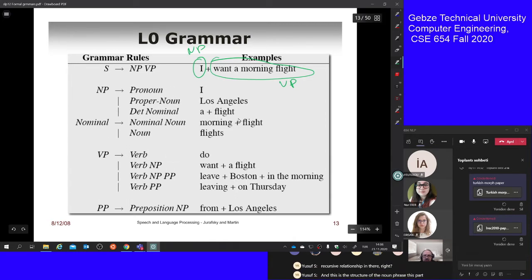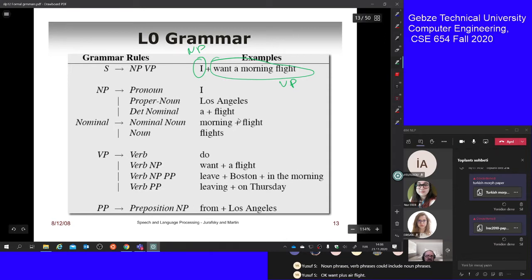And this is the structure of the verb phrase. A verb phrase could be very simple, just a verb. Or after the verb, there could be a noun phrase. See, verb phrases could include noun phrases. Want plus a flight.